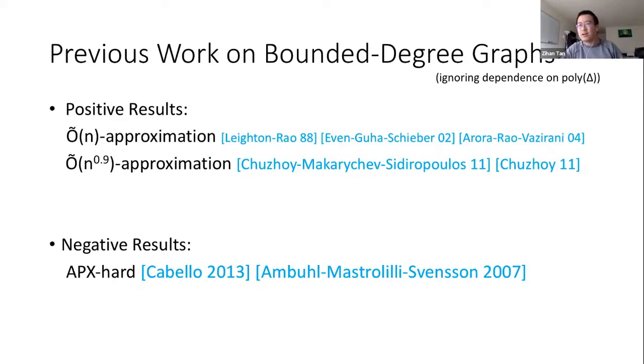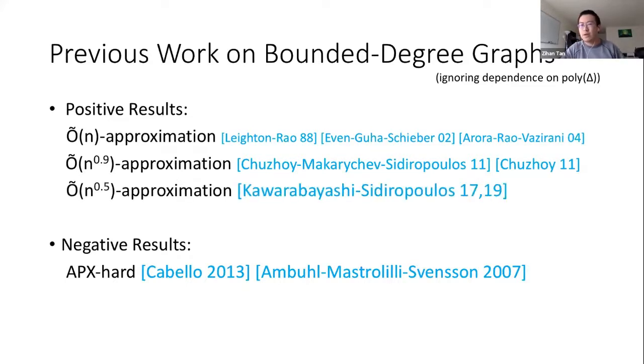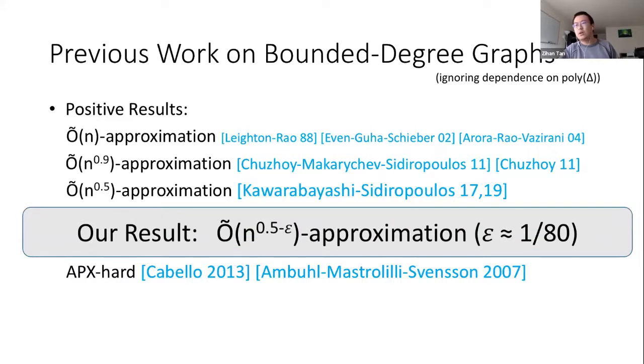Okay, and later on, two more recent papers by Kobayashi and Sidiropoulos improved the approximation ratio to square root of n. Okay, so in this work, we further improved this approximation ratio to n to the 0.5 minus epsilon, where epsilon is something like 1/80.